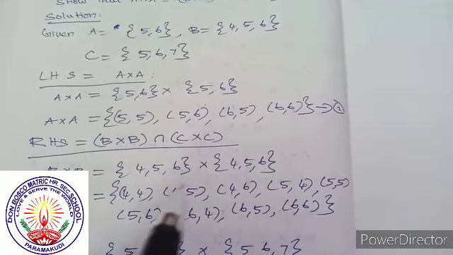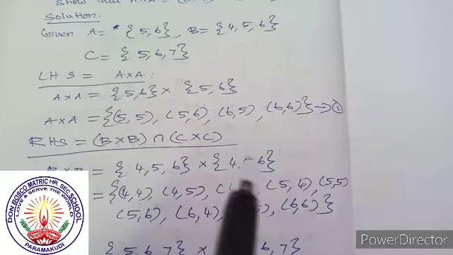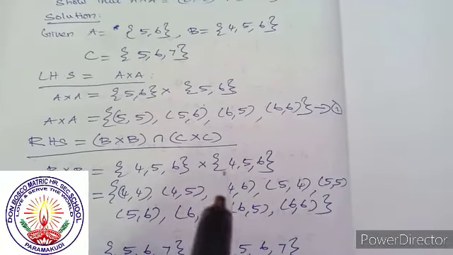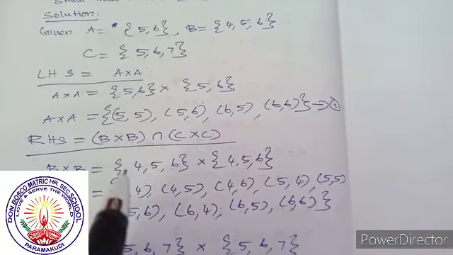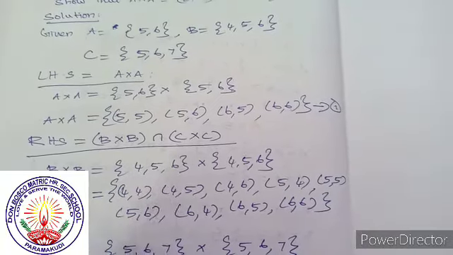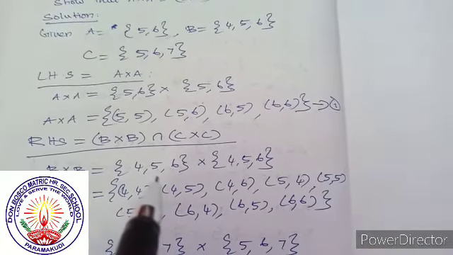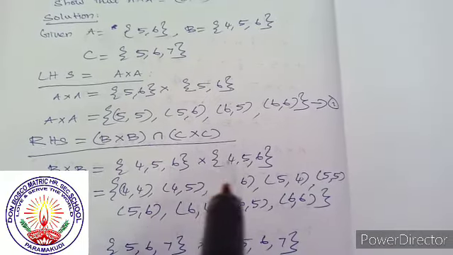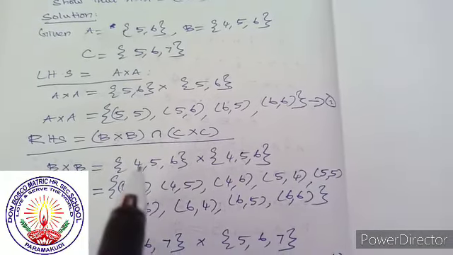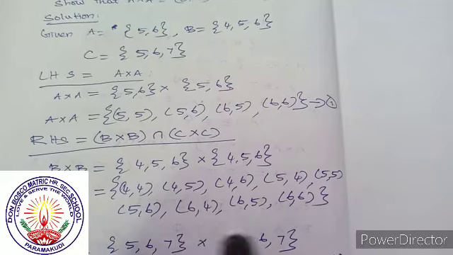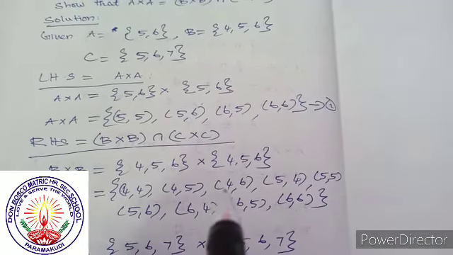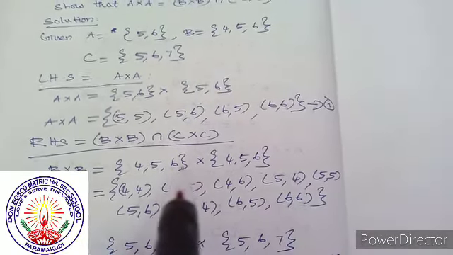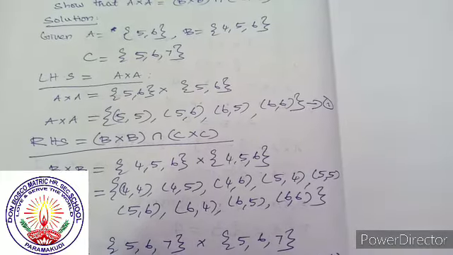So B cross B is equal to first set B, second set is also B. So {4, 5, 6}, {4, 5, 6}. Take the Cartesian product: (4, 4), (4, 5) and (4, 6). Like that, (5, 4), (5, 5), (5, 6). Like that, (6, 4), (6, 5), (6, 6). So 3 into 3 is equal to 9 elements will be in the set. Starting with the 4, 3, starting with the 5, 3, starting with the 6, 3. So it is B cross B.